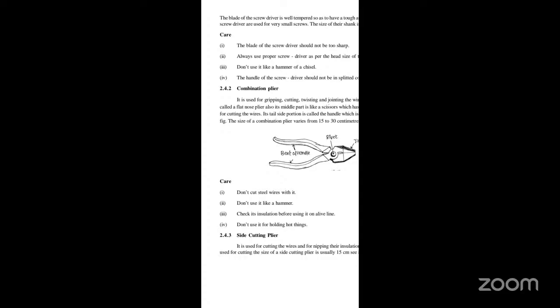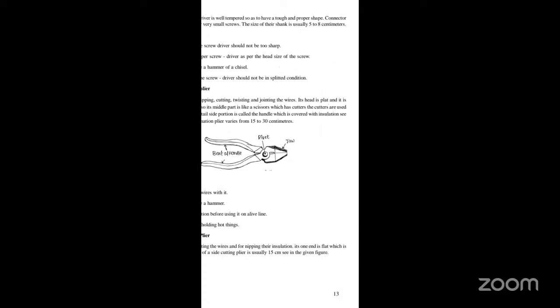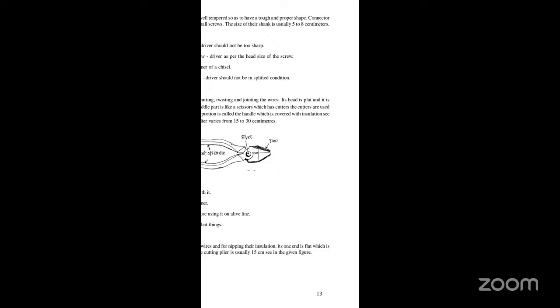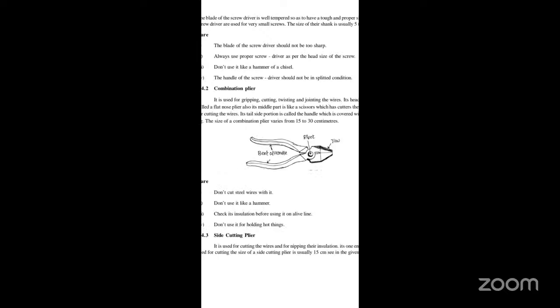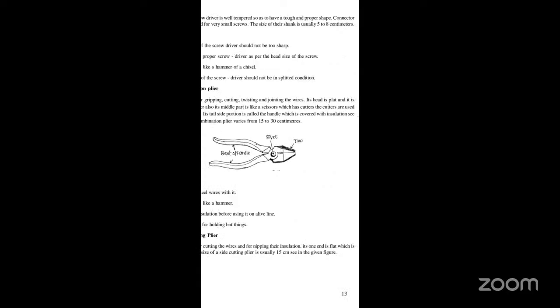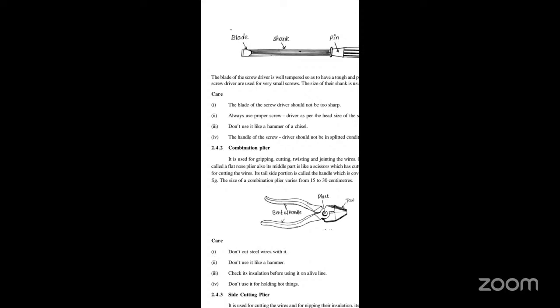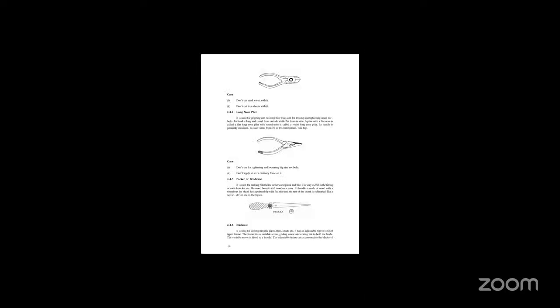Next, side cutting plier. It is used for cutting wires and for nipping their insulation. Its one end is flat, which is used for cutting. The size of a side cutting plier is usually 15 centimeters, as in the given figure. Up to this point, screwdriver is completed. Next, combination plier is over. Now this one.